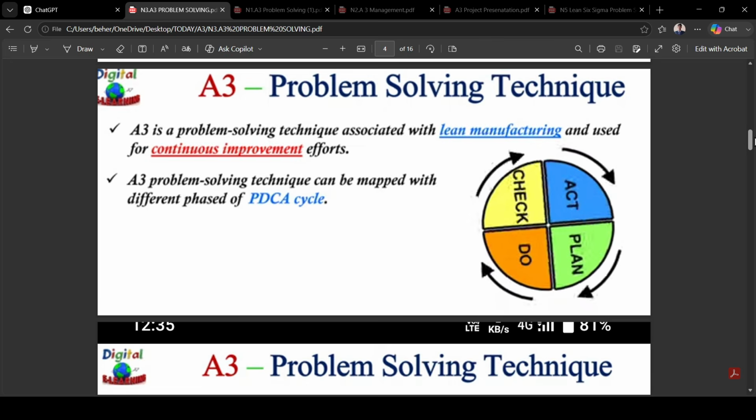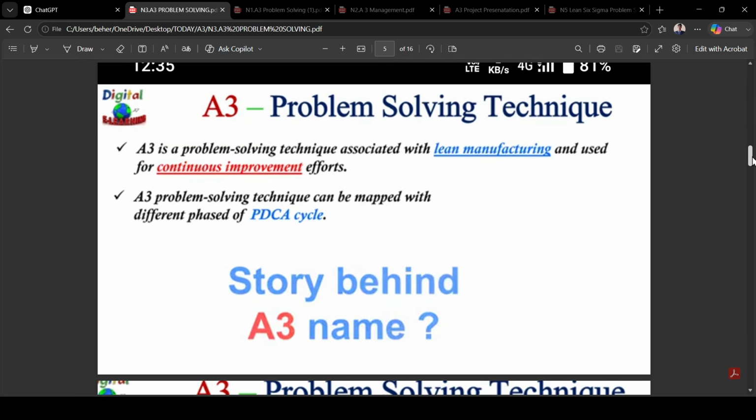A3 is a problem-solving technique associated with lean manufacturing and used for continuous improvement. The A3 problem-solving technique can be mapped with the different phases of the PDCA cycle.